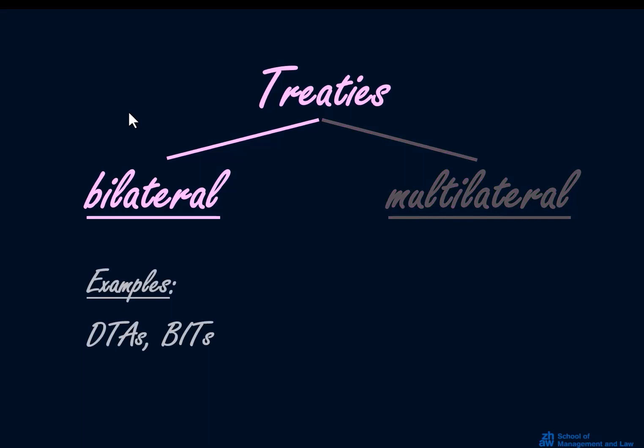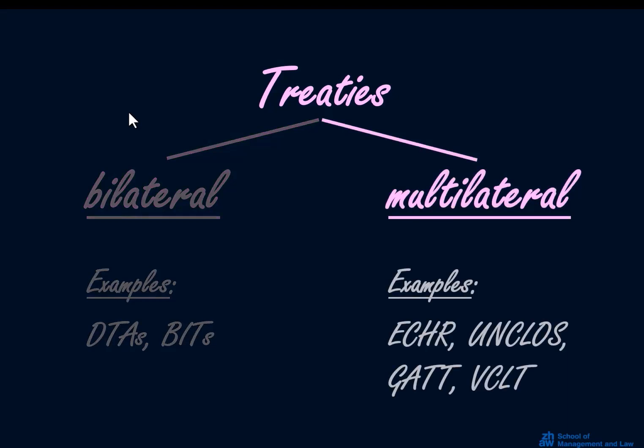Typical examples of bilateral treaties are double taxation agreements, DTAs, and bilateral investment treaties, BITs. Multilateral treaties are, for example, the European Convention on Human Rights, the United Nations Convention on the Law of the Sea, the General Agreement on Tariffs and Trade, and also the Vienna Convention on the Law of Treaties.